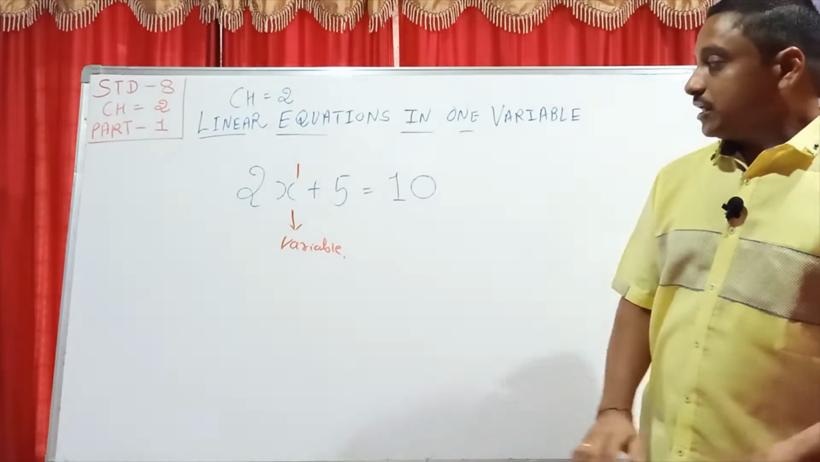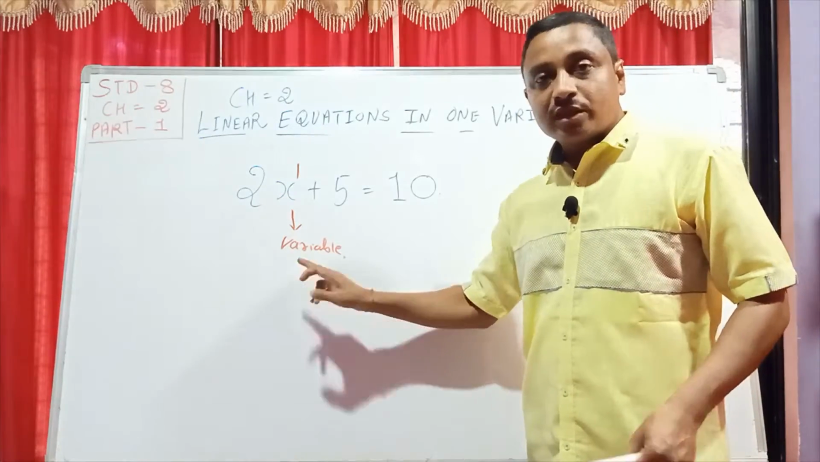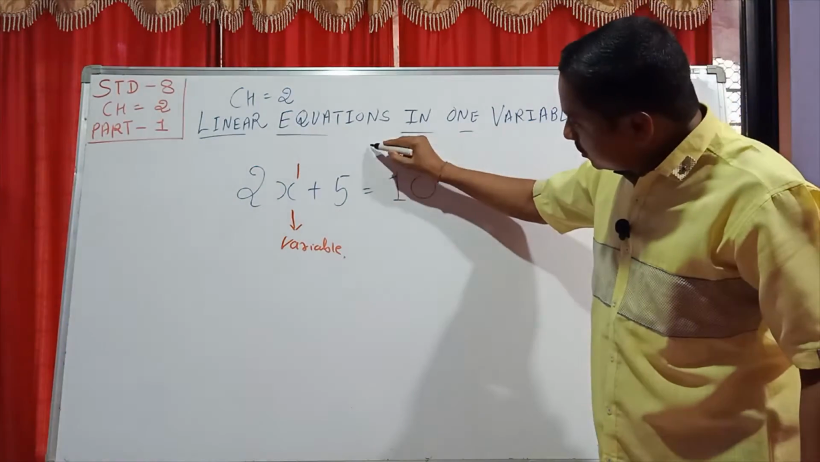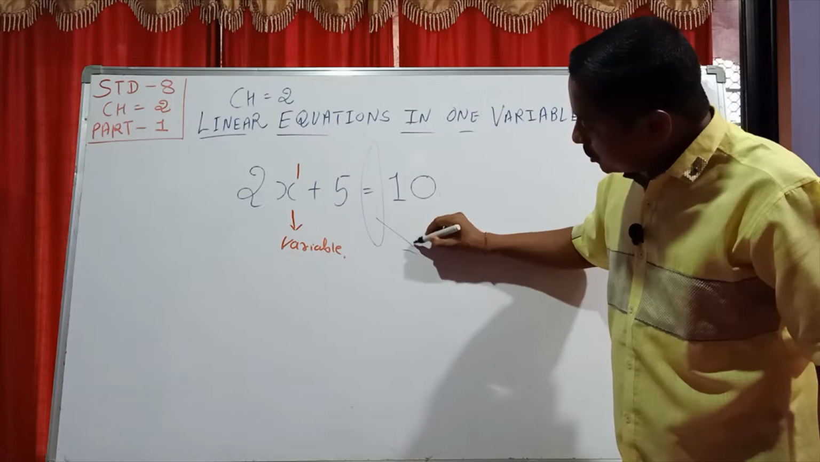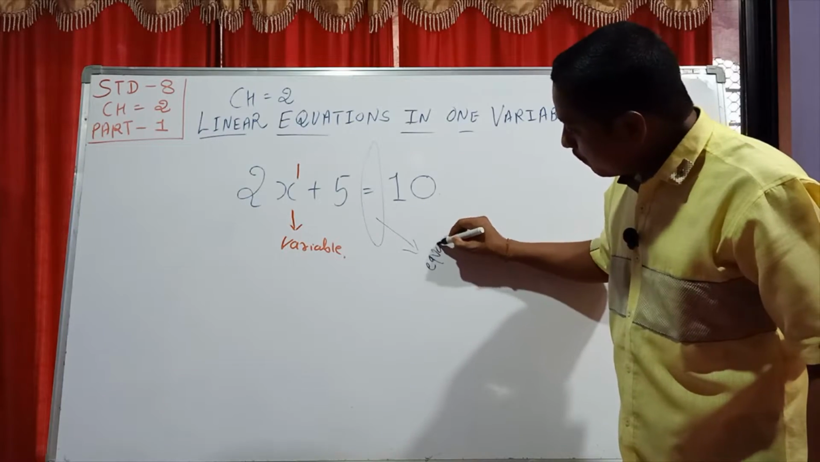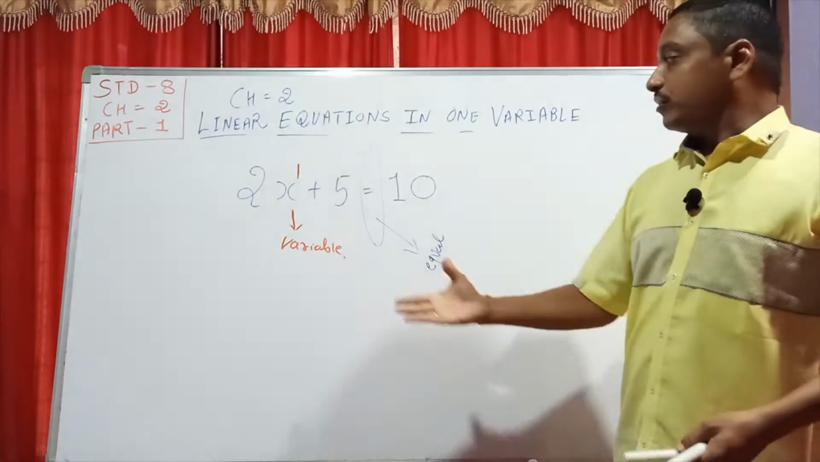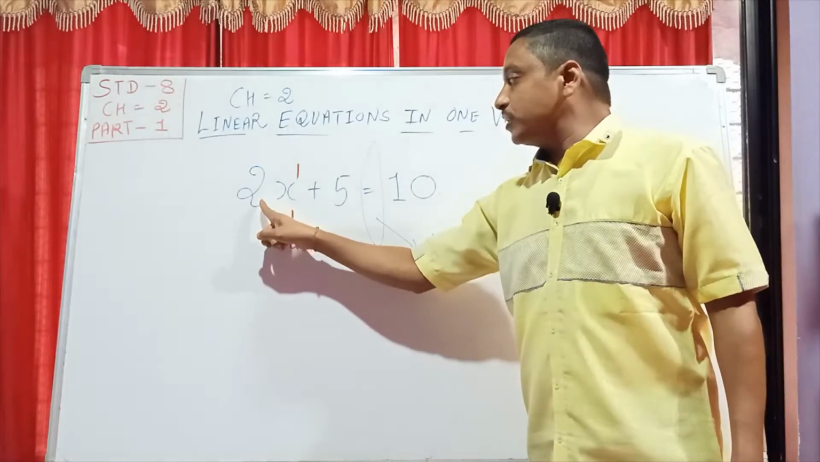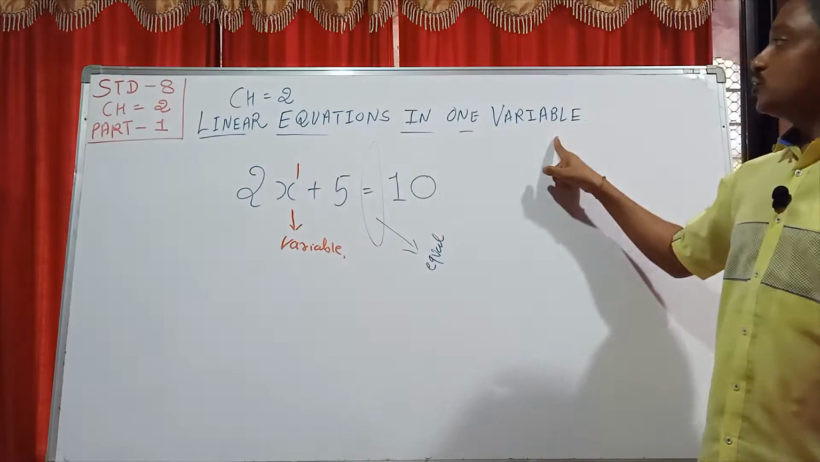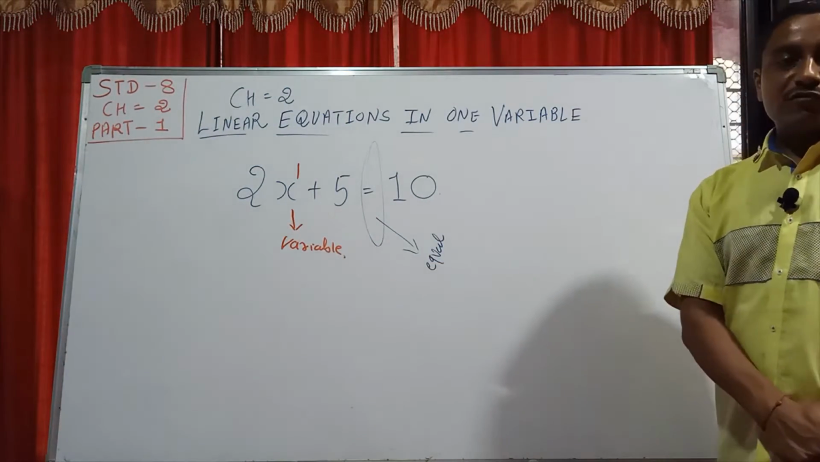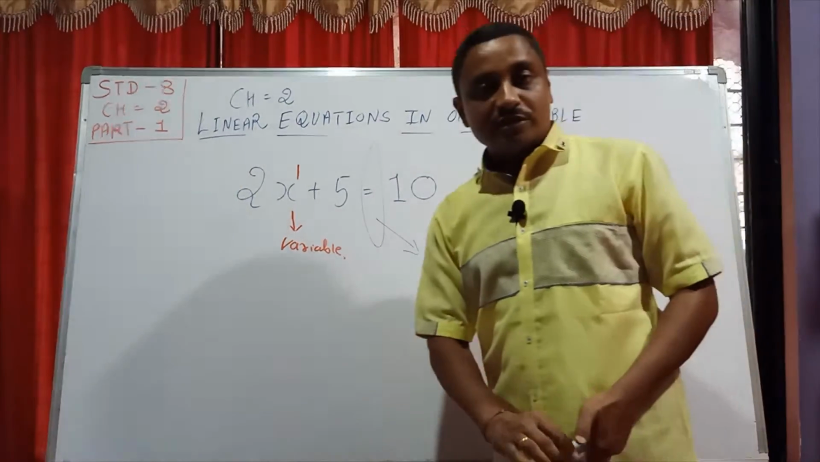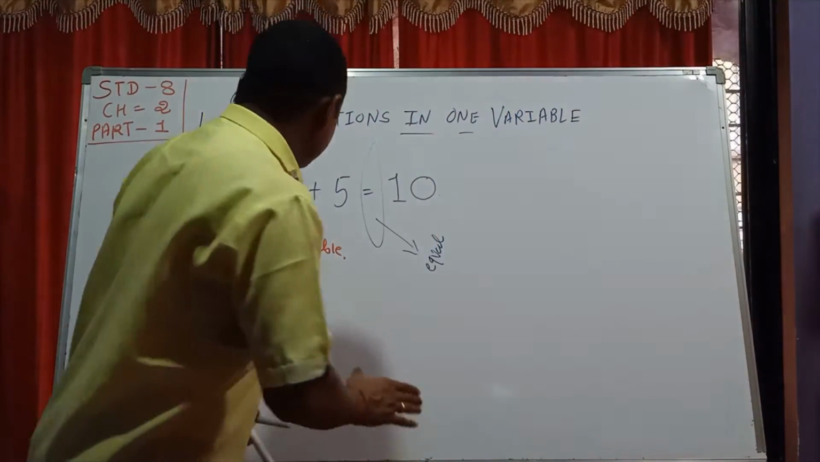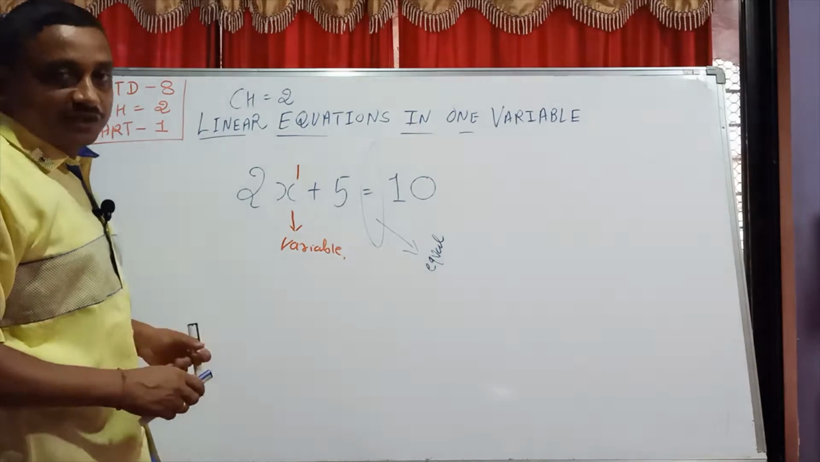Yes students, x is a variable. And here this sign is called equality. It is called equal. Yes, and I further calculate and then obtain the value of x. That is the solution of this type of linear equation in one variable. So let me explain further what the possible value of x is.